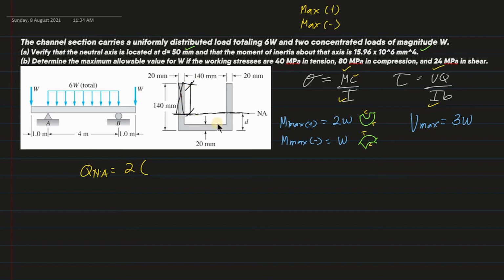This distance is equal to 140 minus this D which is 50. So, 140 minus 50 is equal to 90. Okay, so this is 90 times 20. Yun yung area niya. Tapos, kailangan nating i-multiply yung location, yung distance from the center of this figure towards the neutral axis. And that is equal to 90 divided by 2, which is 45. Okay, so our Q at the neutral axis is equal to 162,000 millimeter raised to 4. Okay, so Q and A is equal to 162,000 millimeter raised to 4.